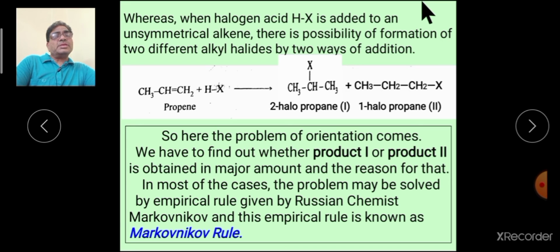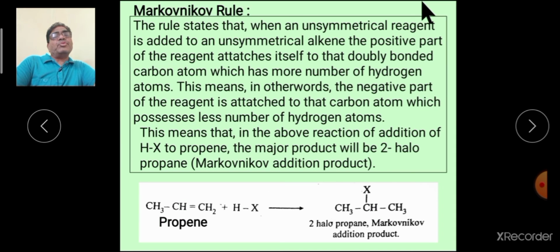Now, in most cases, the problem may be solved by the empirical rule given by the Russian chemist Markovnikov, and this empirical rule is known as Markovnikov's rule by his name. What is the rule? This rule states that when an unsymmetrical reagent is added to an unsymmetrical alkene molecule, the positive part of the reagent attaches itself to that doubly bonded carbon atom which has more number of hydrogen atoms.